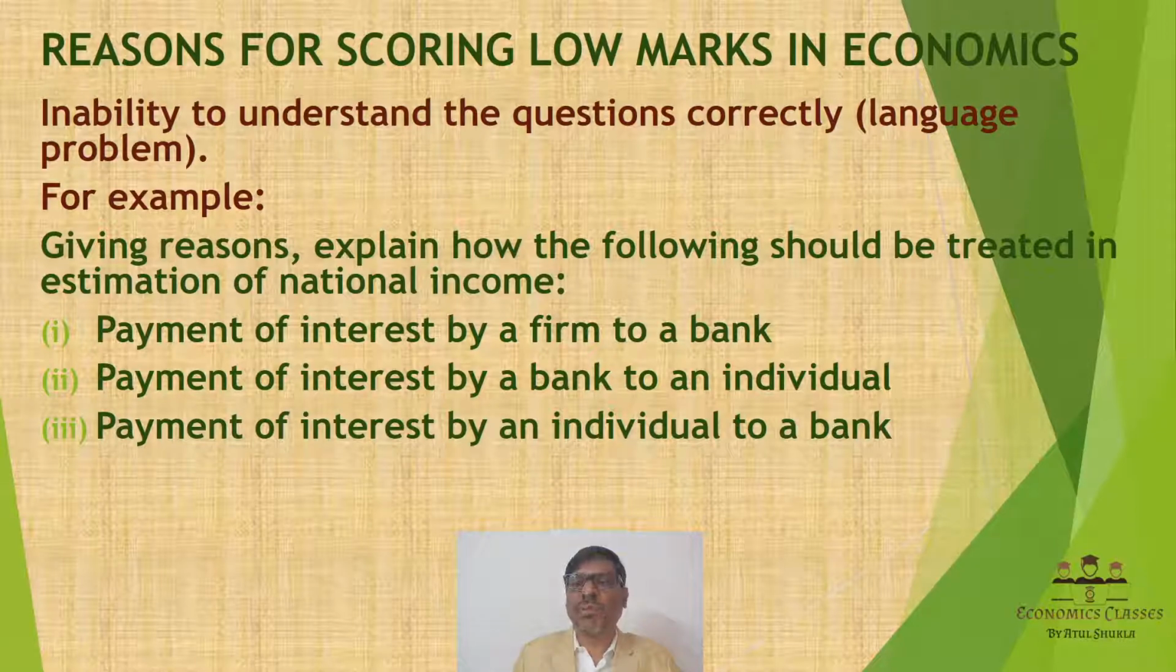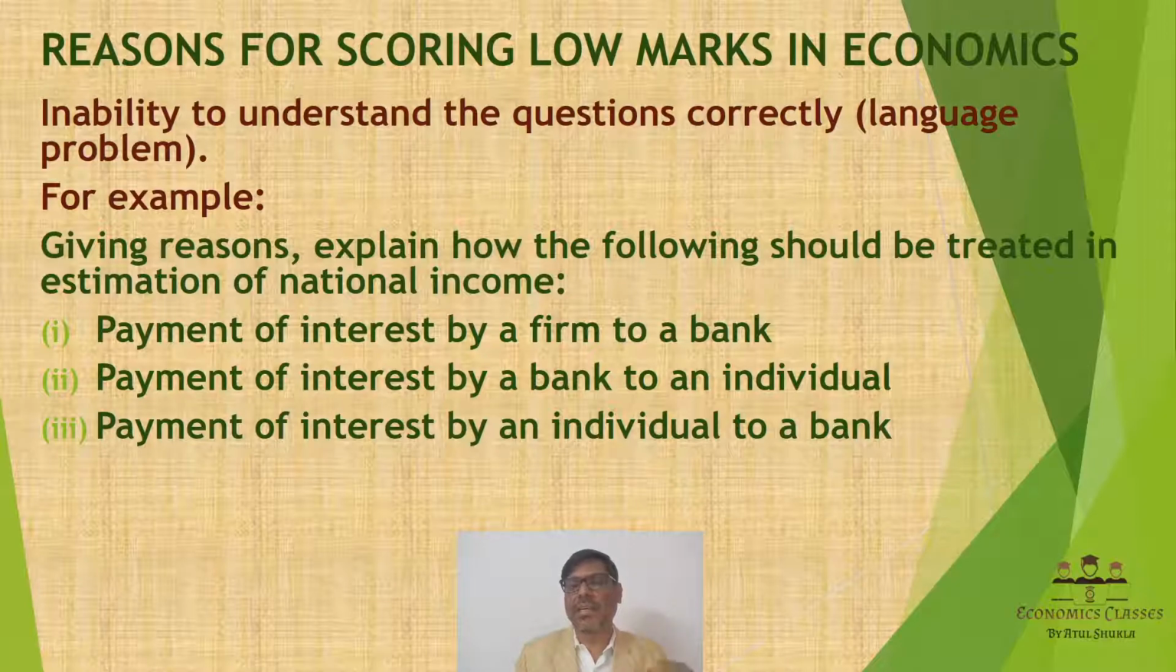See, by a firm to a bank means firm is taking loan for the productive purpose, hence any interest paid on it will be included in national income. Second, interest paid by bank to an individual. Whatever money we deposit with the bank, the bank is granting that money as loan to the people, and people again are investing in the economy. So again, it is for the productive purpose, and hence any interest paid by bank to an individual is again included. But in the third case, if we do not understand the question correctly, we are losing.